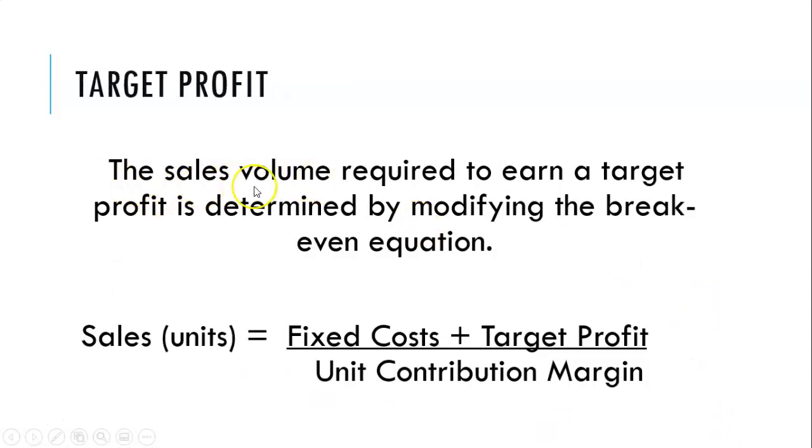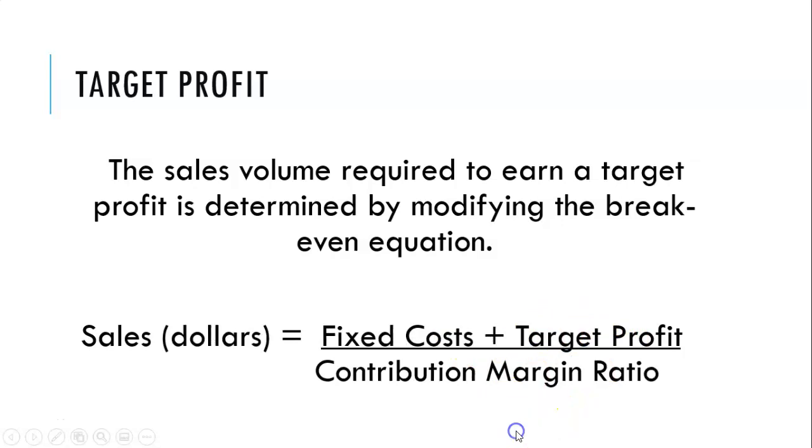Now, what if we want not just to break even, but we have a certain amount of operating income profit that we want to be able to show? Otherwise, we don't want to get into this new product line or whatever. Okay, and so we're just going to modify our break-even equation a little bit. So in units, we're going to take the fixed costs plus the target profit that we're wanting to make in the numerator. And our denominator is still the same, unit contribution margin.